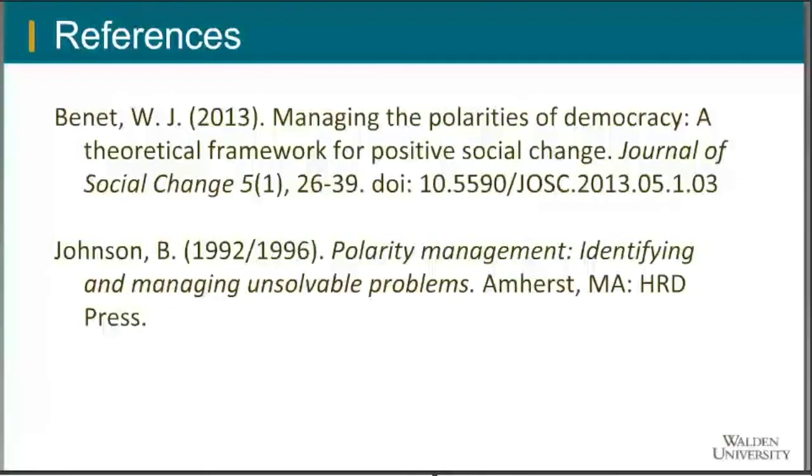While we're waiting for Suzanne to get back, there are a couple of references up on the screen. One is the Managing the Polarities of Democracy article in the Journal of Social Change, and that can be found in the web links at the bottom of the screen. The first link is the Walden Library Collection. The Center for Social Change is creating collections of social change research completed at Walden and placing those collections in the Walden Library. The first collection is the Polarities of Democracy.